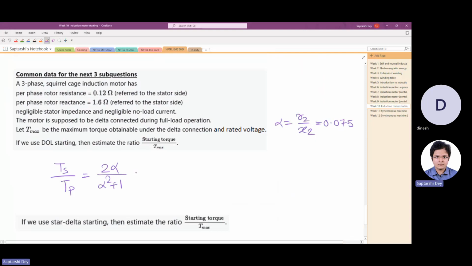Okay. So how much is it, Ts by Tp? Is it 0.149? 0.149. Okay. So this is what they have asked: starting torque by peak torque, or max torque.